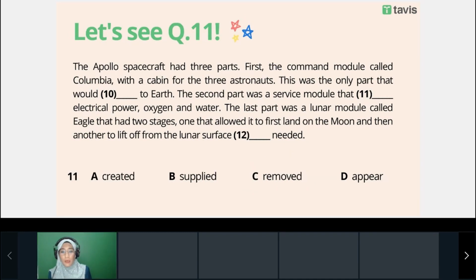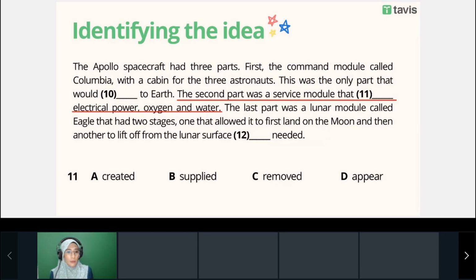We don't have a lot to go. But let's say we don't have time today, we still have to carry on tomorrow. All right. So let's see question 11. So just read question 11. I've actually highlighted that for you.